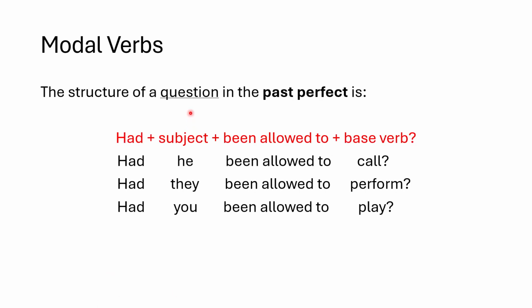The structure of a question in the past perfect is had plus subject plus been allowed to plus base verb. Had he been allowed to call? Had they been allowed to perform? Had you been allowed to play?